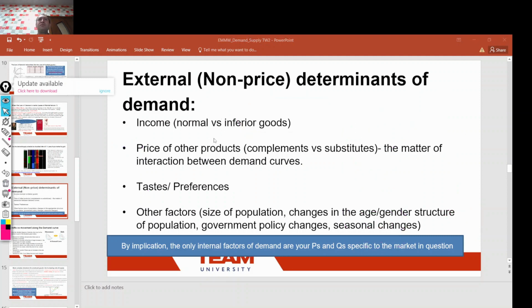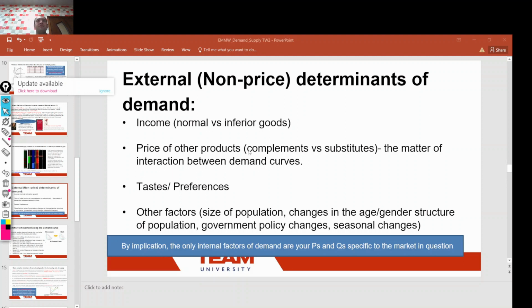non-price determinants of demand. So people come to the market with a certain income endowment, how much they're earning per month, per week is their income, and the higher the income, presumably the more they will spend on that given market. So the income is an external circumstance for consumers coming to the market. It affects their demand, right?